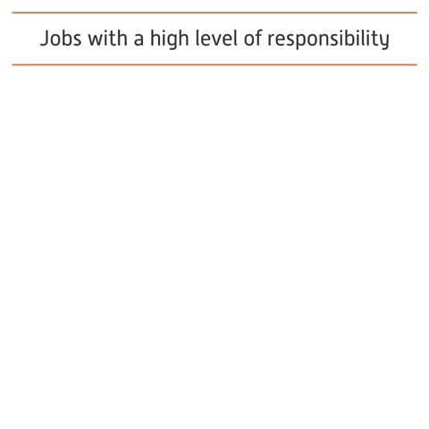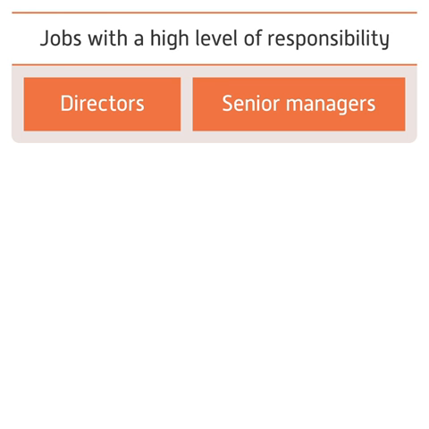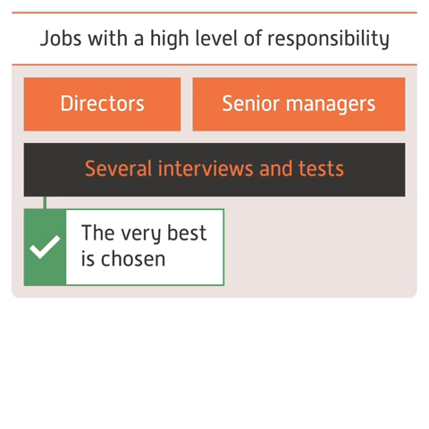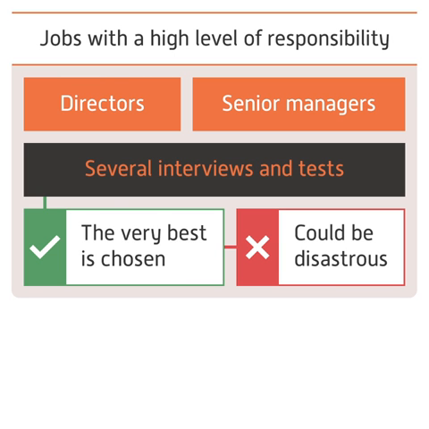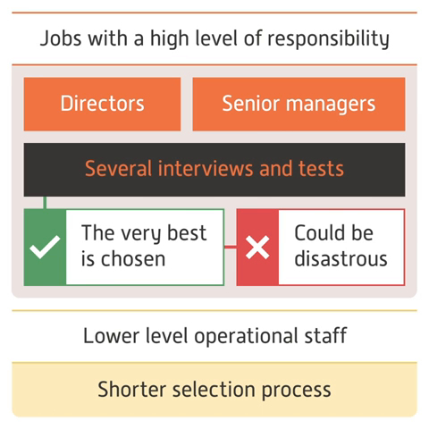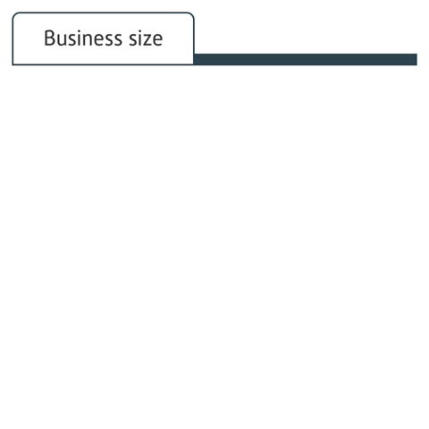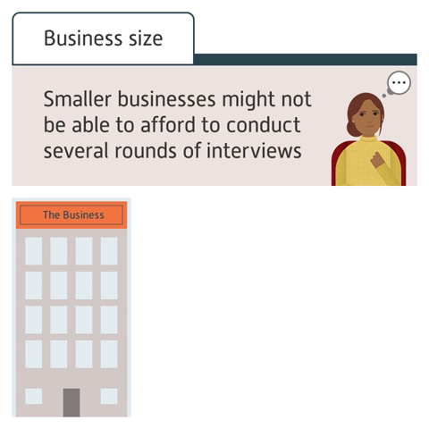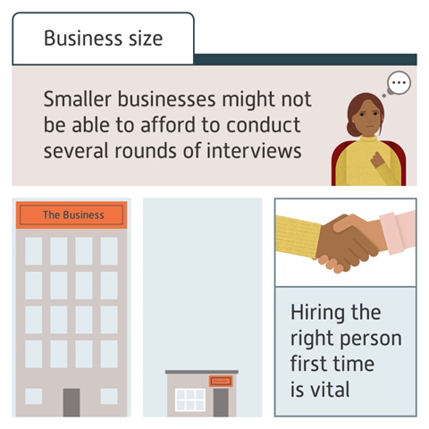For jobs with a high level of responsibility, such as directors and senior managers, applicants face several interviews and tests during a lengthy selection process. This thorough approach ensures that the very best candidate is chosen, as getting it wrong could be disastrous for the company. For lower-level operational staff, a shorter selection process might be used. Business size is also a factor, as smaller businesses might not be able to afford to conduct several rounds of interviews. But both large and small businesses would agree that hiring the right person first time is vital.